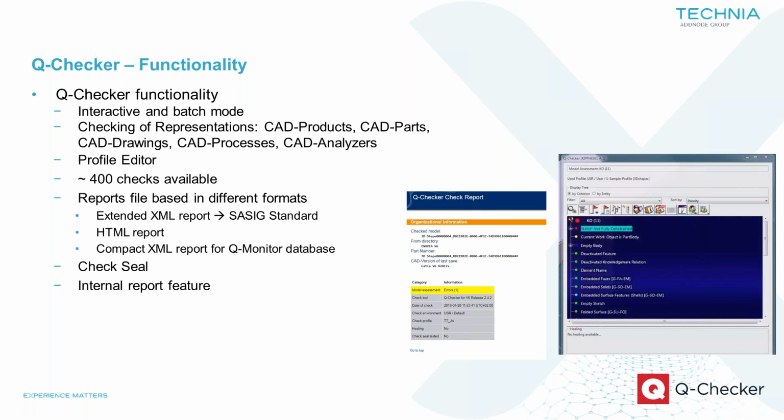Reports are available in different file formats, like an extended XML report, HTML report, and compact XML report, and they can also be generated in text format. Check seal is available, which can be validated across the world. You can create your own check seal and no further validation is required. An internal report feature is also available. This is the QChecker check report in this format, and this is the window for the QChecker check results.